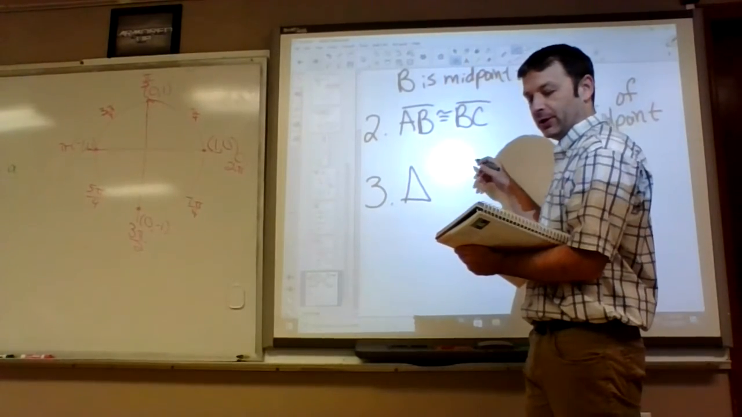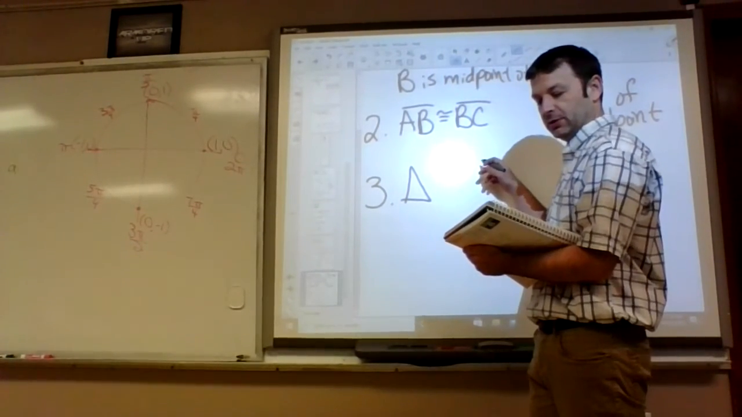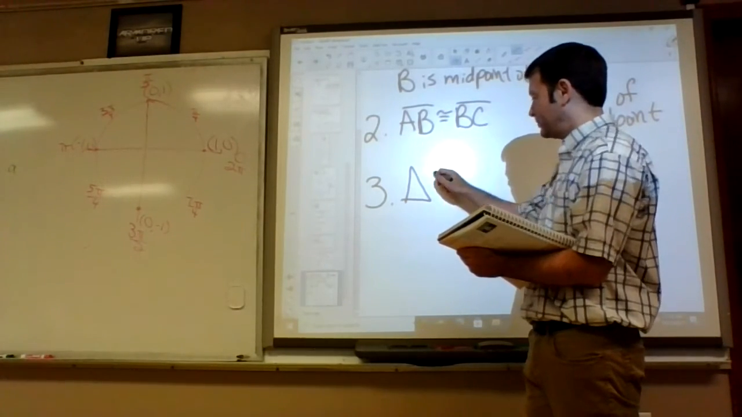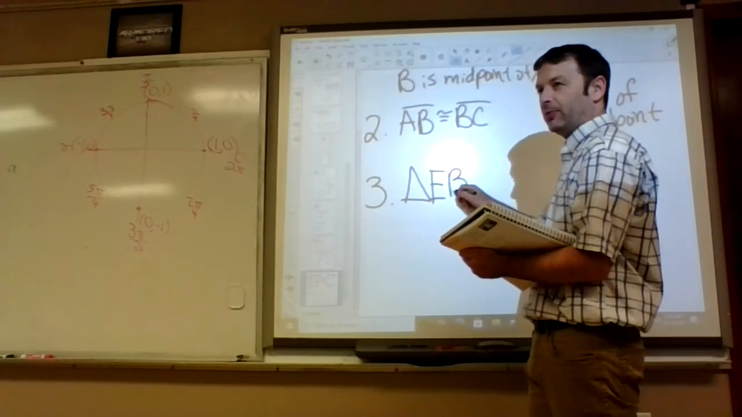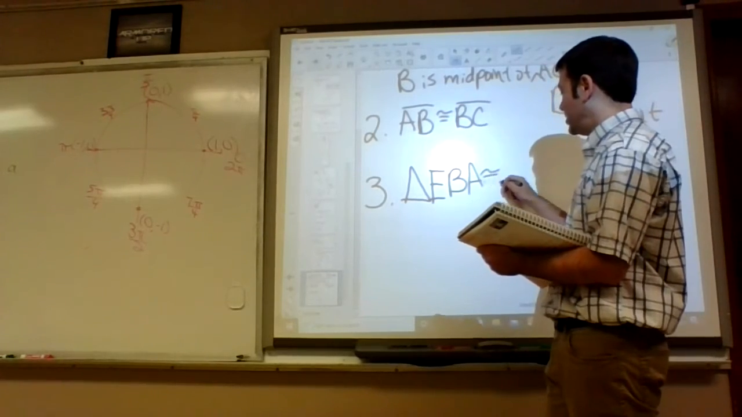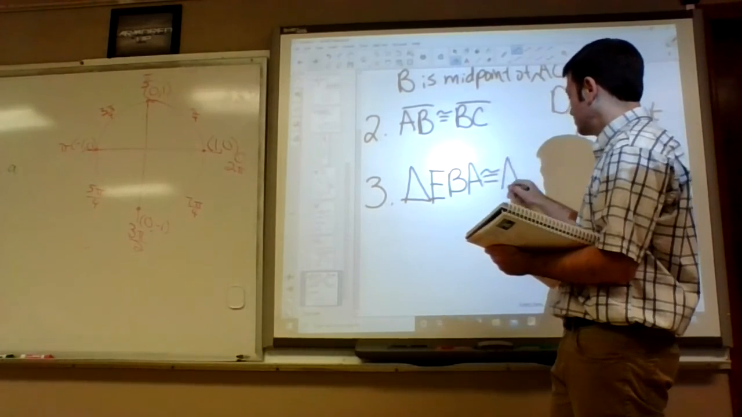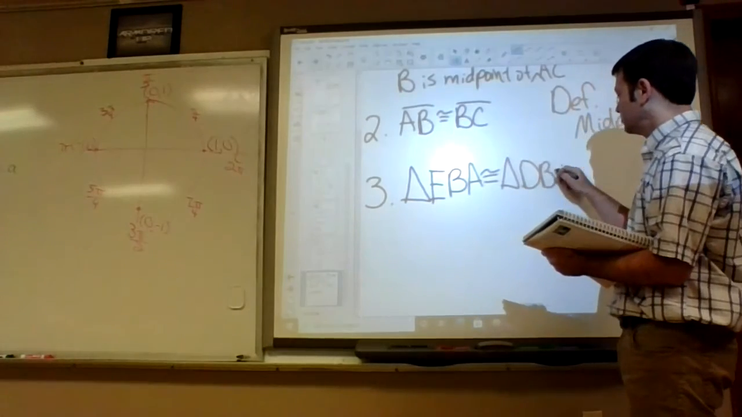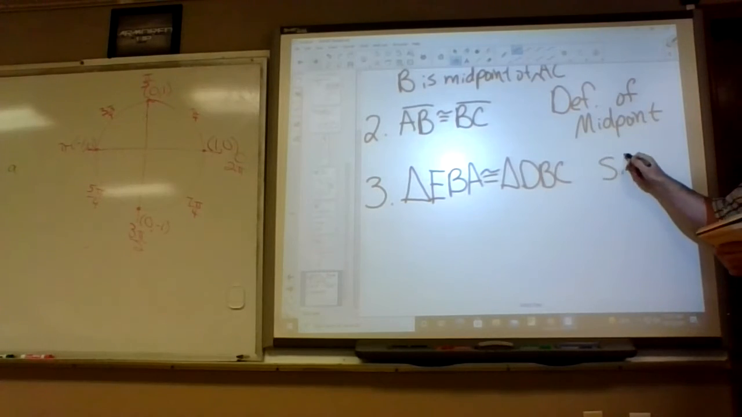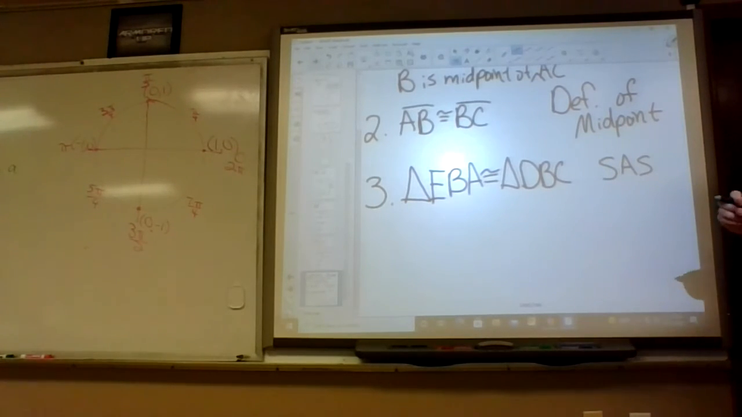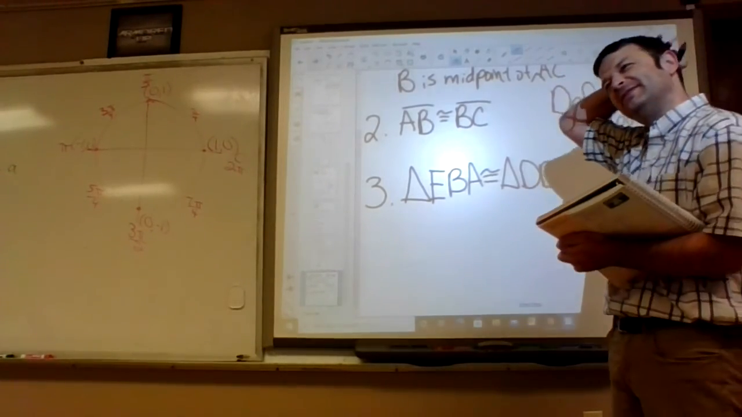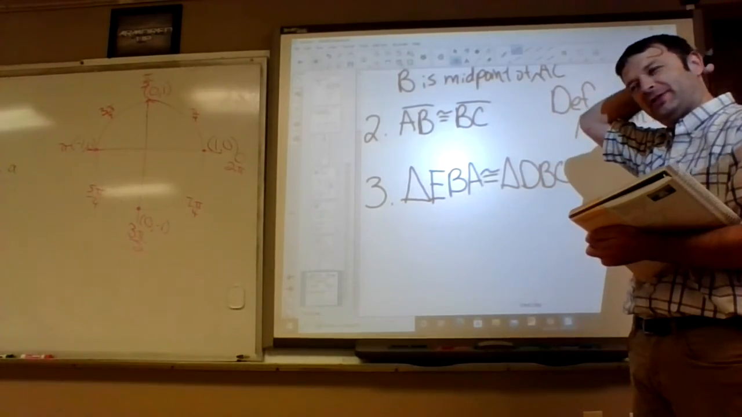So triangle EBA is congruent to DBC. Okay, that'll work. EBA, DBC. And what was the reason? SAS. I forgot. It was like 3 seconds ago.